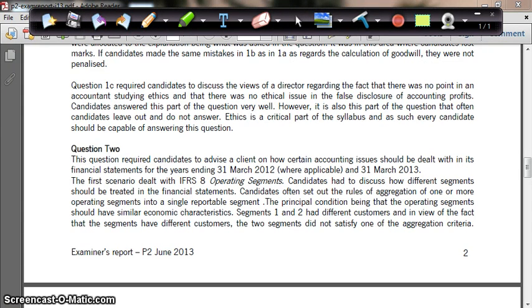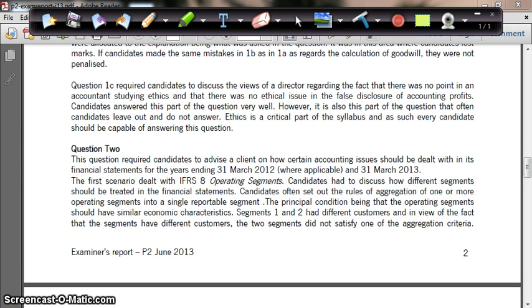Here we're looking at the examiner's report for the P2 corporate reporting paper that was set in June 2013. We're going to take a look at the examiner's view of question 2 as to how students actually attempted this question. So this question 2 is actually not a compulsory question. There's 3 questions in section B of which you must attempt 2.